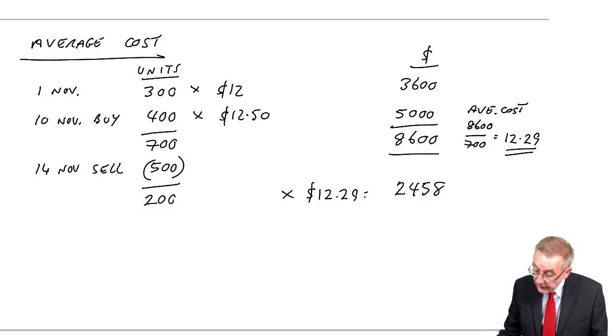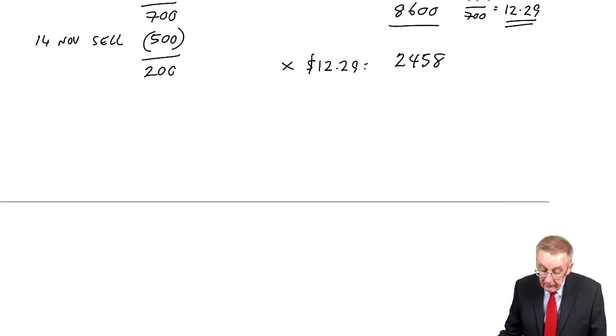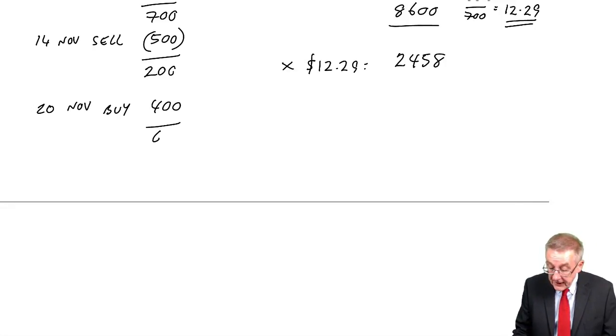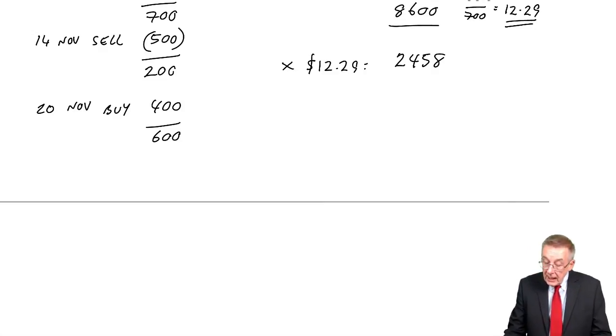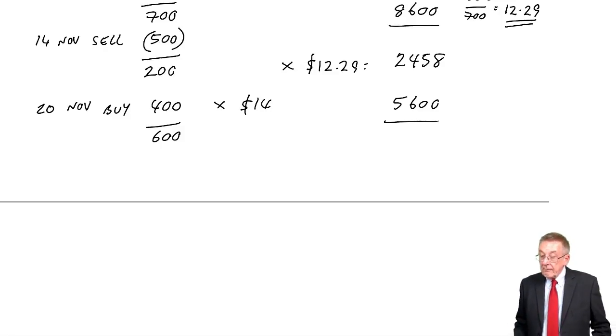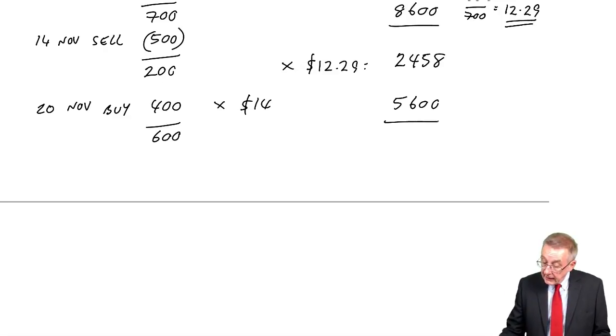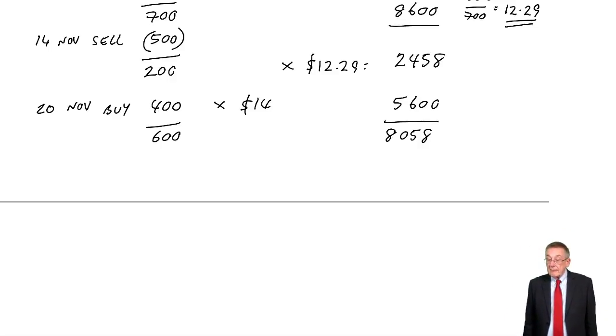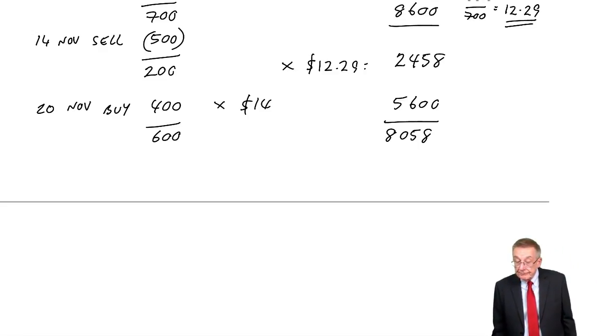Let's carry on. The next thing that happens, that was the 14th, it's the 20th of November. We buy some, we buy another 400, so we've now 600 in inventory. They cost us 14 a unit, a total of 5,600. And so the total value now is 8,058. And again, if that was the end of the month, there is the cost, 8,058, no problem.